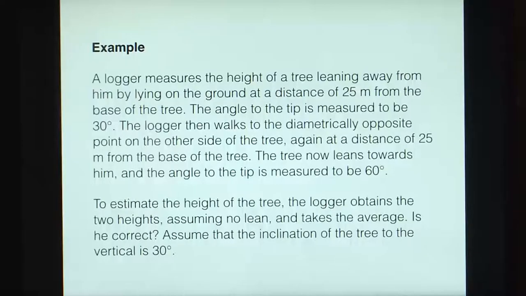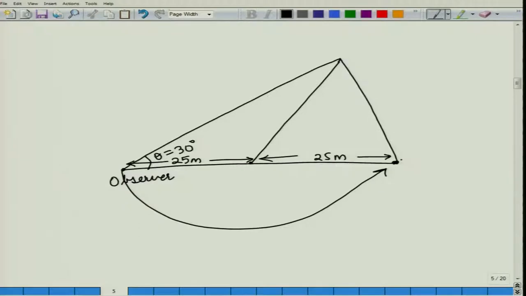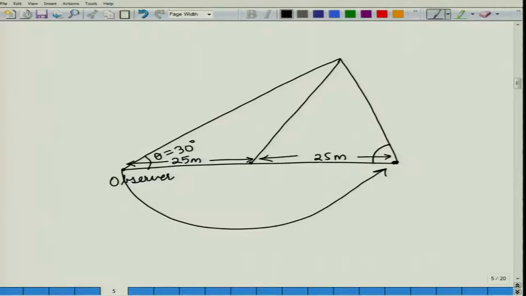Now in the question it says, the logger then walks to the diametrically opposite point on the other side of the tree, again at a distance of 25 meters from the base of the tree. So now what the logger has done is, he has moved from the first position to another position that is diametrically opposite. This position again is at a distance of 25 meters from the base of the tree, and he is again measuring the angle of elevation of the tree. The tree now leans towards him and the angle to the tip is measured to be 60 degrees. So he has measured this angle and this angle comes to 60 degrees.